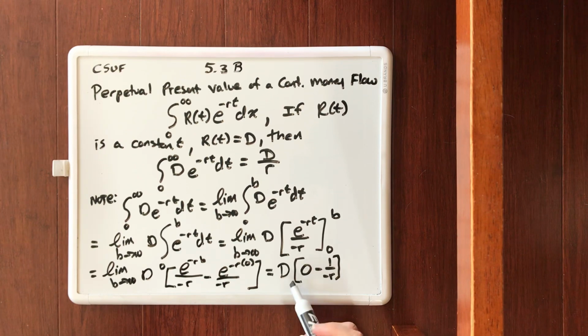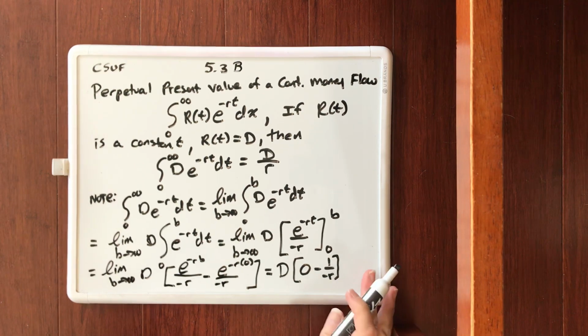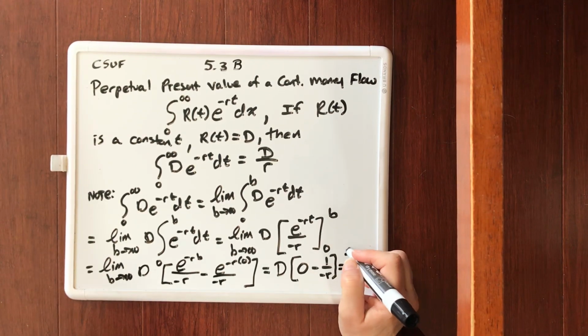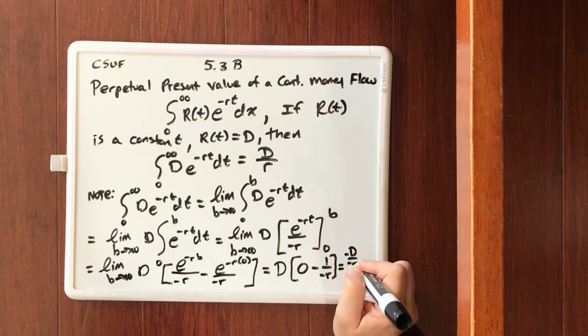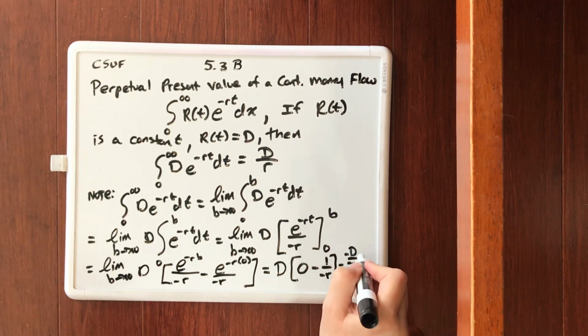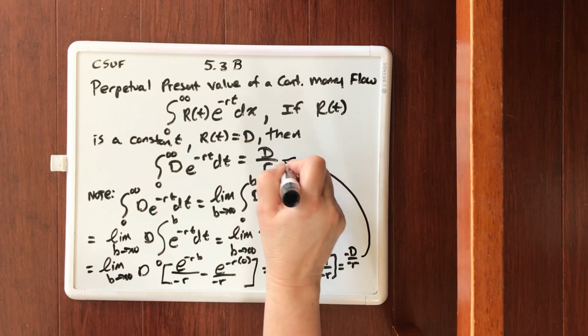All right, and so now we're going to multiply d times a negative 1 over negative r, and that will give us negative d over negative r. And what does that equal? Negative d over negative r. Correct. It equals d over r.